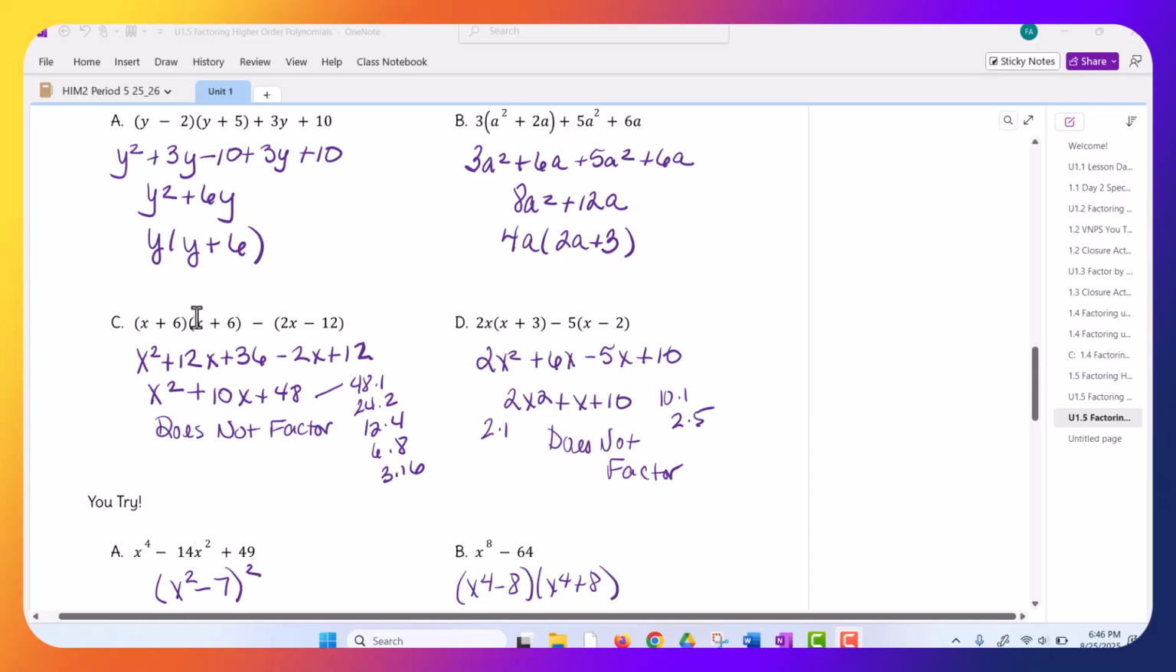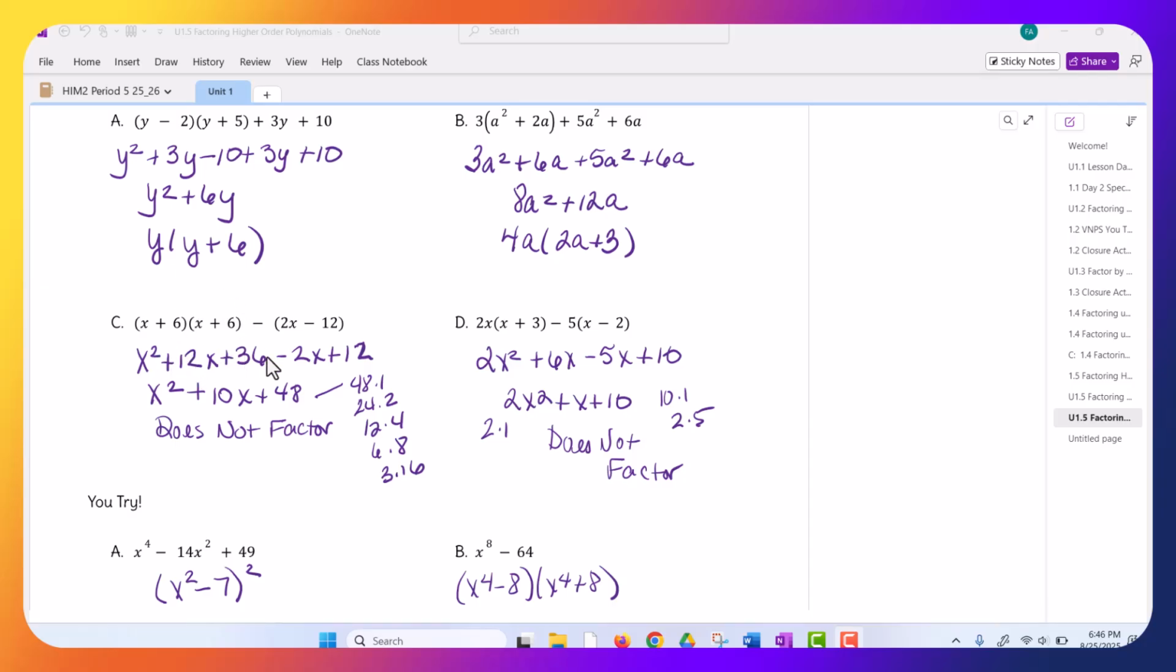Here we do our multiplication first. That's our special product, our a squared plus 2ab plus b squared. Then we would distribute the minus or subtract both of those terms to get negative 2x plus a 12. And now we have to combine some like terms. So I have 1x squared plus 10x's plus 48. So we have to think about factors of 48, both being positive, that add to 10. And you can see none of these factor pairs will do that. So this one does not factor.